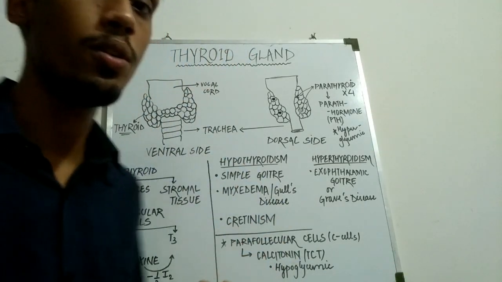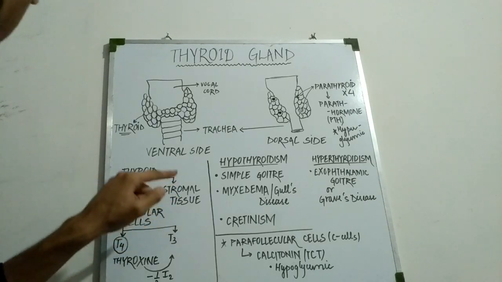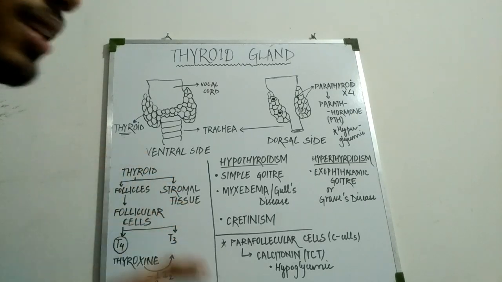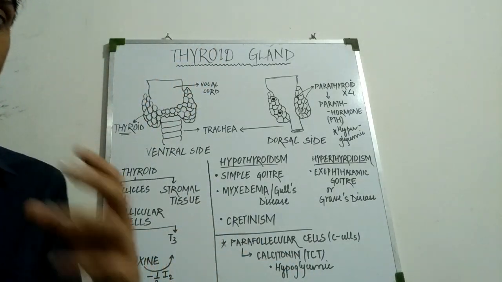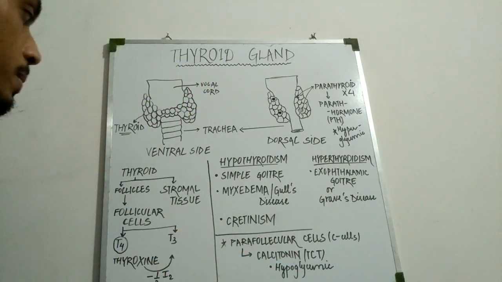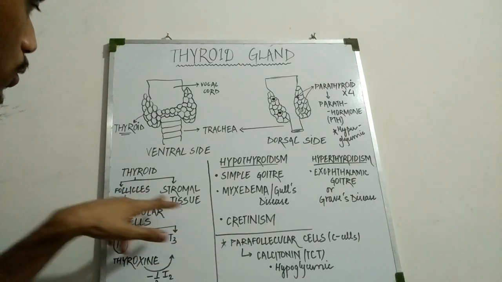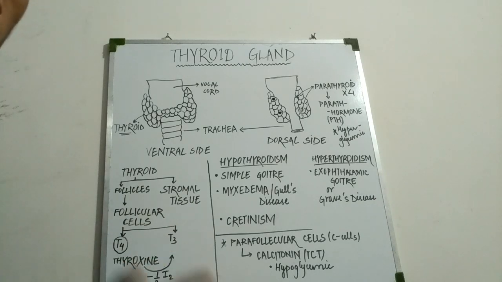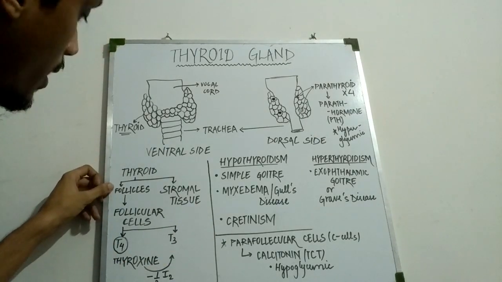We'll talk about the parafollicular cells later, but you have to know that the thyroid is composed of thyroid follicles, stromal tissue, and other cells between the follicular cells, named parafollicular cells. These are the three basic things, and two of them are mentioned boldly in the NCERT. Now, moving on. Follicles.